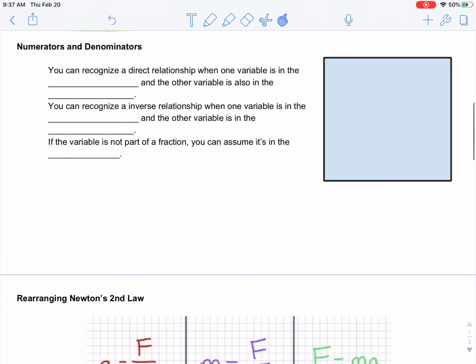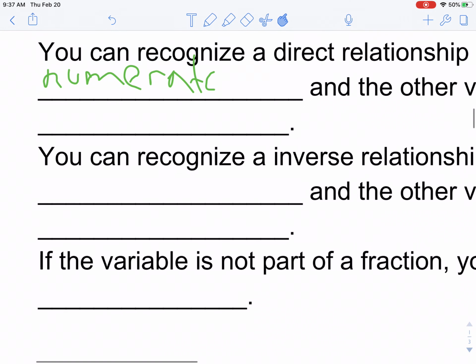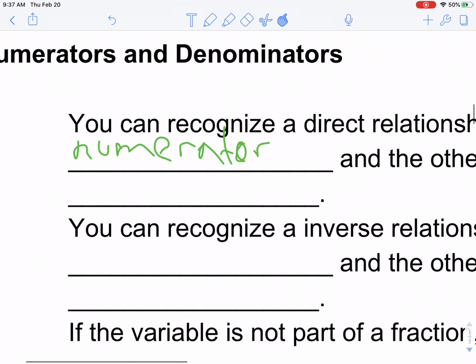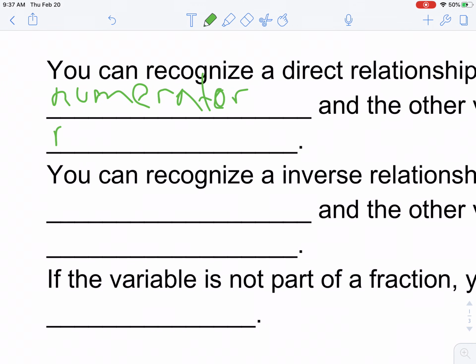Okay, numerators and denominators. You can recognize a direct relationship when one variable is in the numerator and the other variable is also in the numerator. Look at that wonderful handwriting. Numerator. Is it numerator? Yeah, it is.